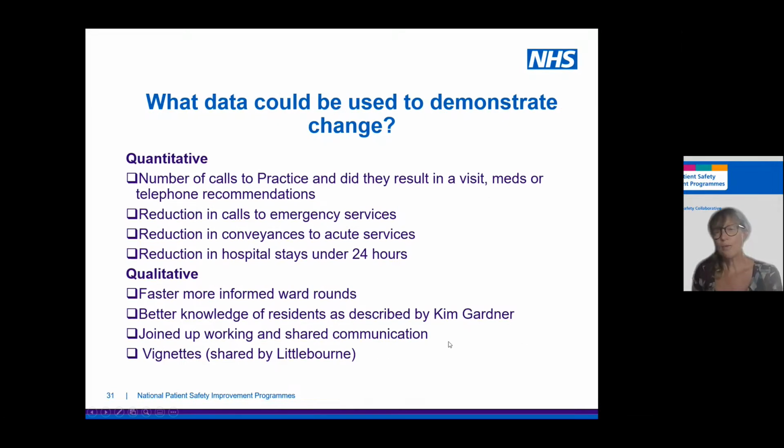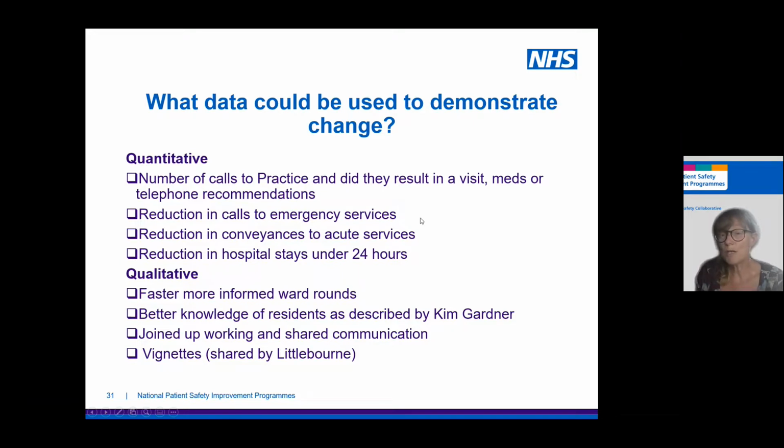So thinking about this as a quality improvement piece, and wanting to understand what changes using Restore2 in your care home settings and those local escalation plans, what kind of data could you look at to demonstrate change? In terms of quantitative data, you could use things like number of calls to the practice. Did they result in a visit? Did they result in medication? Or did they result in telephone recommendations? And see initially whether you have a spike in those areas and whether you can see that improving as the care homes become more comfortable.